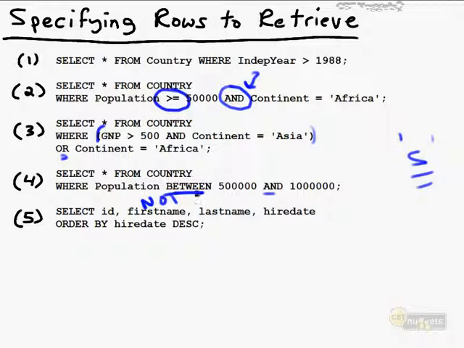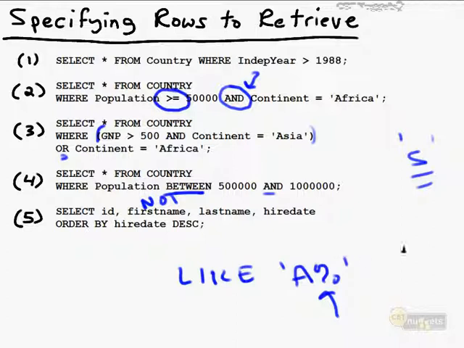One thing I haven't shown you here is how to do partial string matches. For instance, if we wanted to see all the continents that began with A, we could say SELECT * FROM country WHERE continent LIKE, and then in single ticks we can put our expression. So if we wanted to see all the continents that began with A, we would use the percentage wildcard.